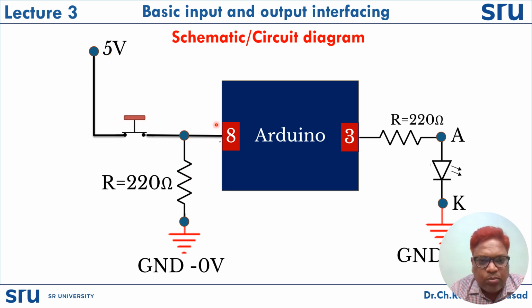That means the complete voltage appears here. That means 5 volts appears at the input of digital pin 8. And once digital pin 8 receives 5 volts, the Arduino UNO receives internally logic 1. When this logic 1 is received, our intention is to turn on the LED. So that means I need to write logic 1 here.